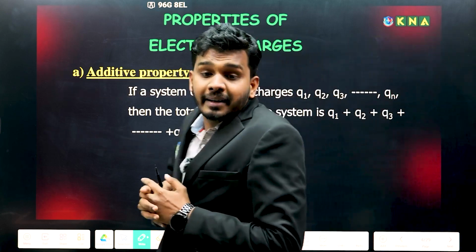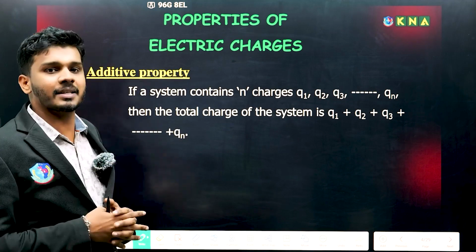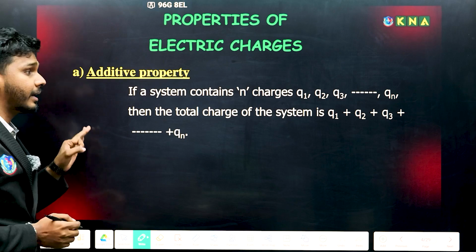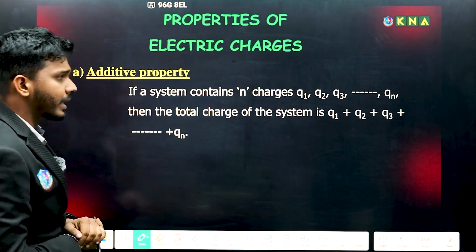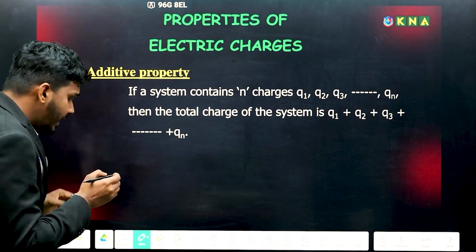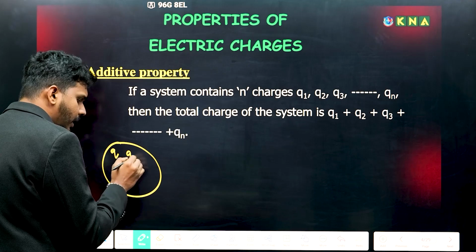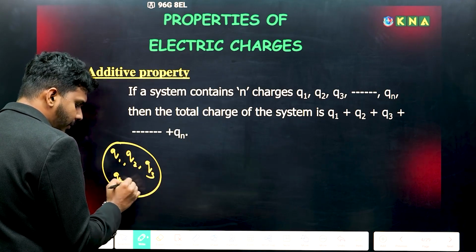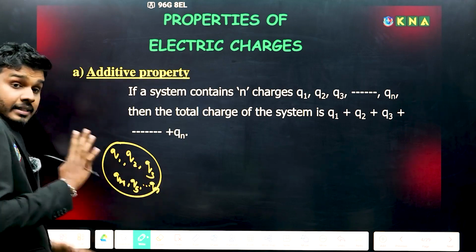Next, what are the properties of electric charges? Electric charges have some properties. The first property is the additive property. That is, for a system there are n number of charges, Q1, Q2, Q3, Q4, Q5, and so on up to Qn.